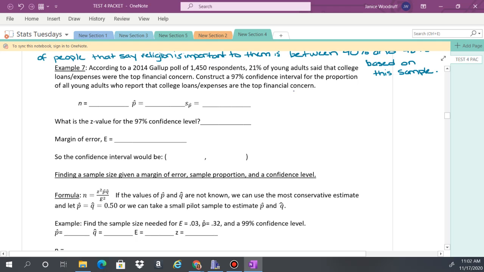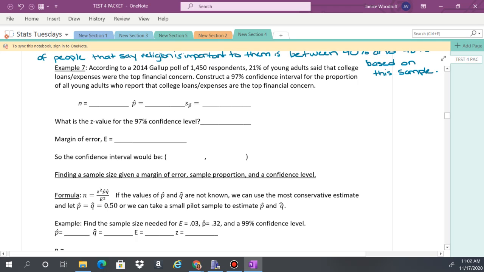You want to find a 97%. I'm 97% confident that this interval of people are saying this, that college expenses are a top financial concern. I imagine that in 2020, that number is probably a lot higher. Okay, but this is a little bit old. I might need to update that for next semester and make it a little bit more recent data.